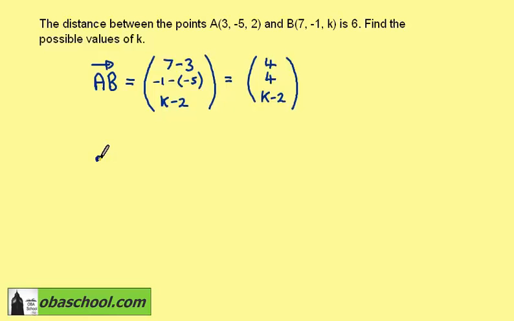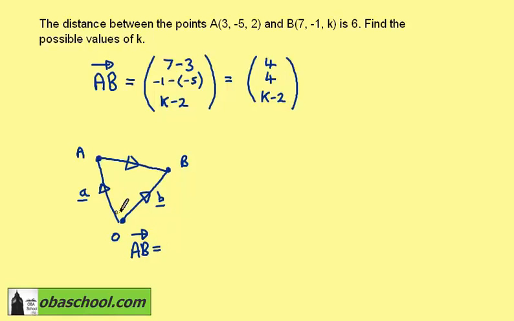In order to explain this, consider that we have the point A, an origin, and the point B. OA is the vector A, and OB is the vector B. If we want to go from A to B, we go backwards along A, and then forwards along B. So this is B minus A. So to work out AB, we take the coordinates of B and subtract from them the coordinates of A.